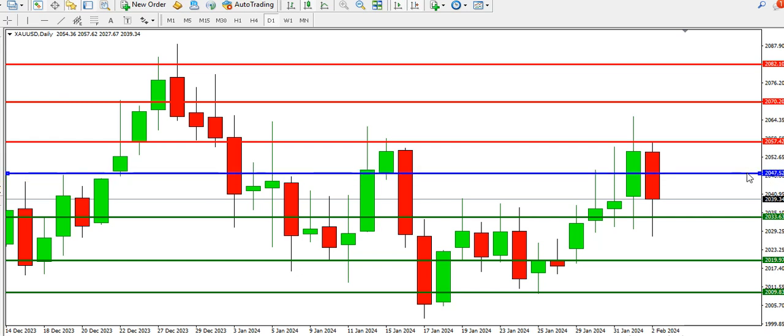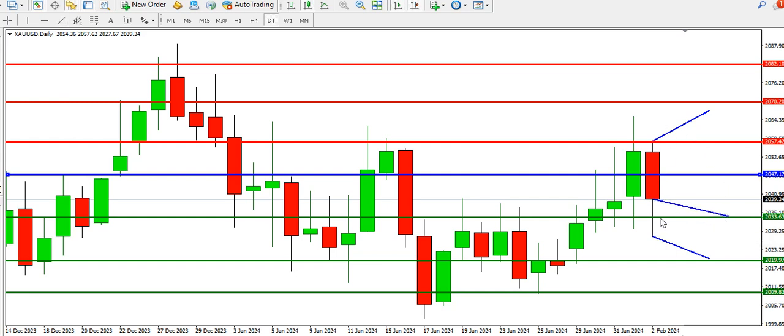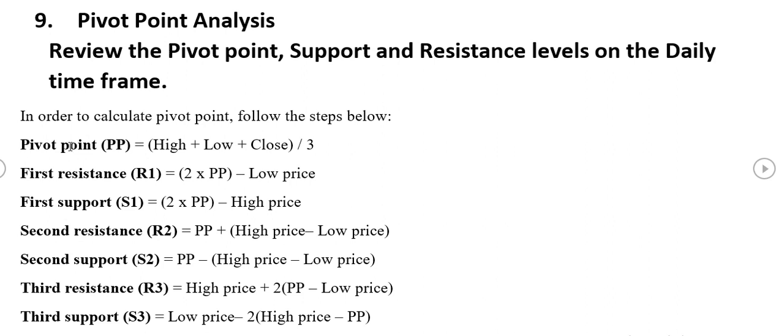To calculate the pivot point, the high price of the daily candle, this is the high price, plus the low price, this is the low price, plus the closing price, the last candle on the daily chart, the closing price is around here. The summation of these three prices divided by 3 will give us the pivot point.